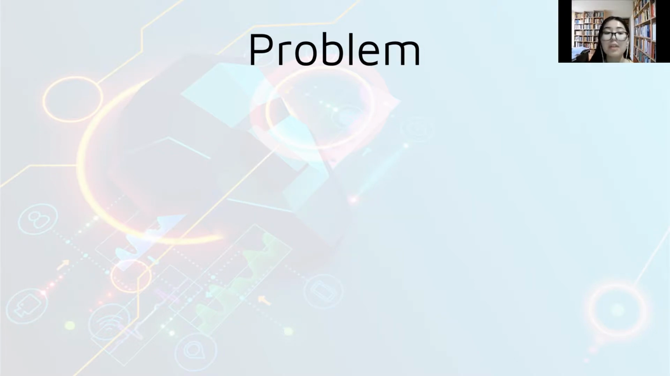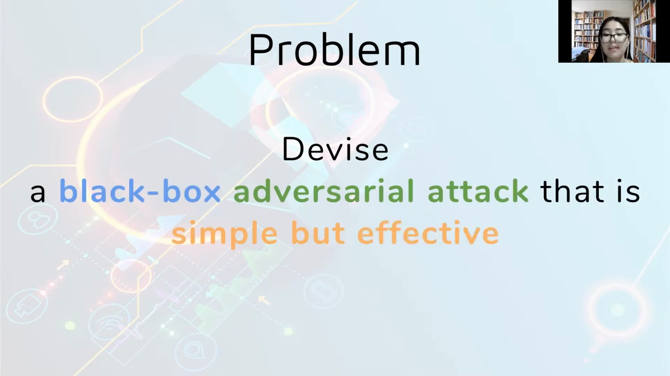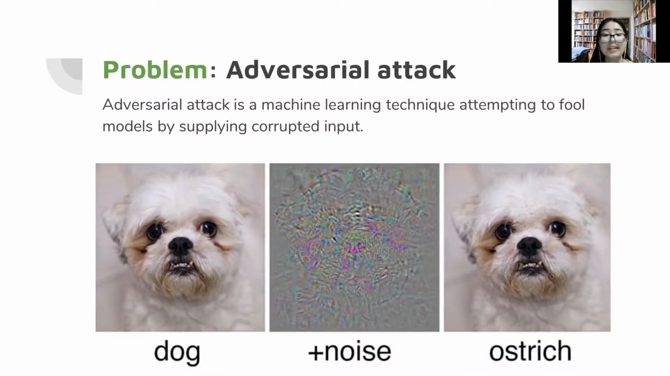If we formulate our problem in one sentence, it is devising a black box adversarial attack that is simple but effective across multiple domains. Here we need to elaborate on the terminology we are using. The first one is adversarial attack, which is basically a machine learning technique attempting to fool models by supplying corrupted input, as you can see from the example below.